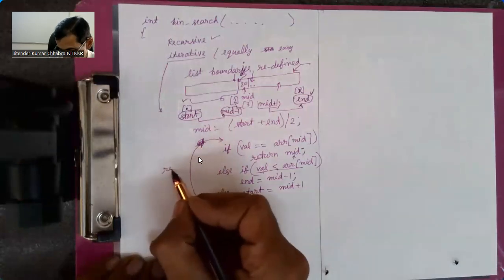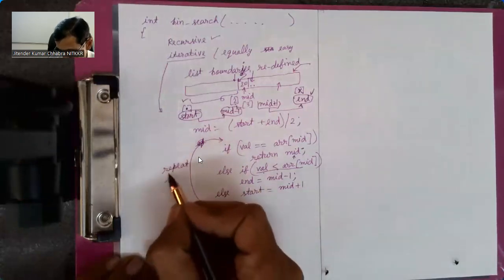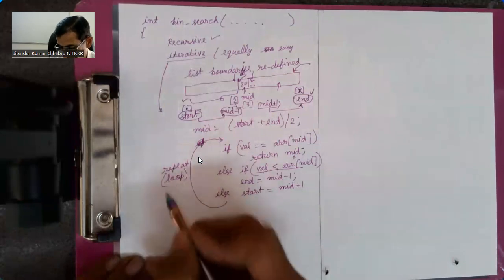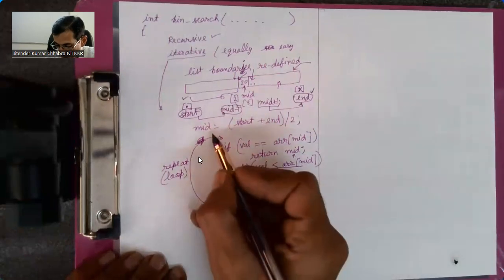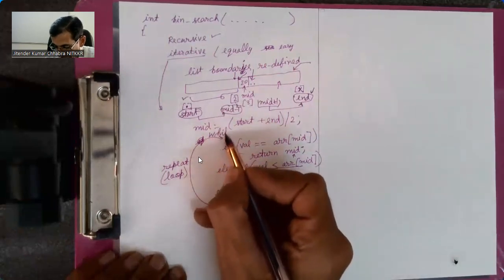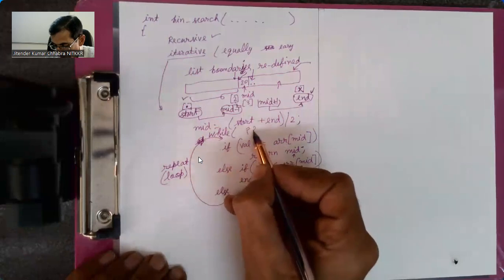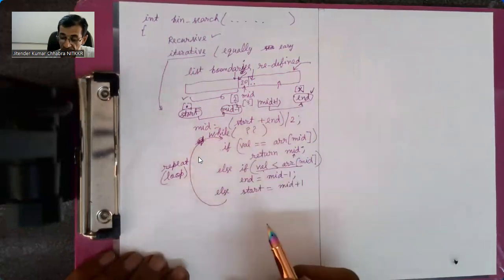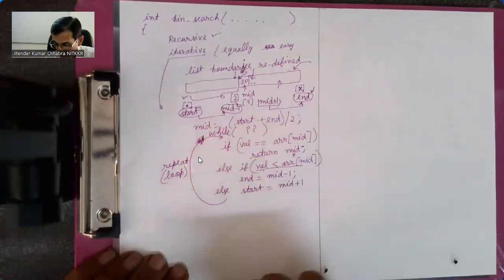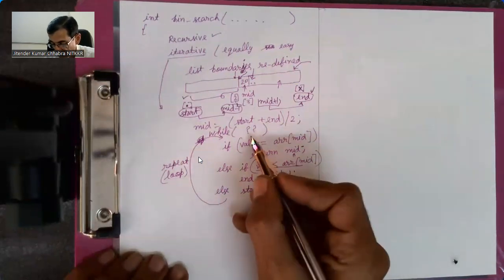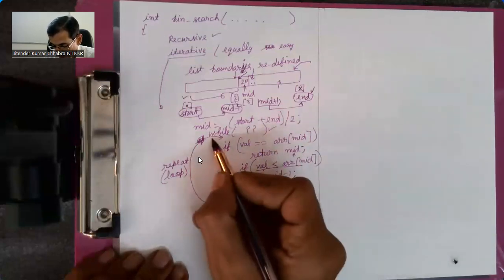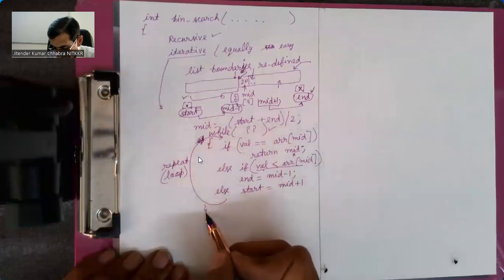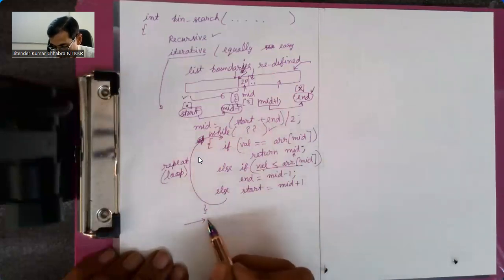Repeat means iteration. Repeat means loop. And how long should I repeat? So I can think of having this as a kind of while loop. And what should be the condition? As long as the list has any single element left, I need to search. Probably I could find it. Once the list has no element, I will come out of the loop.